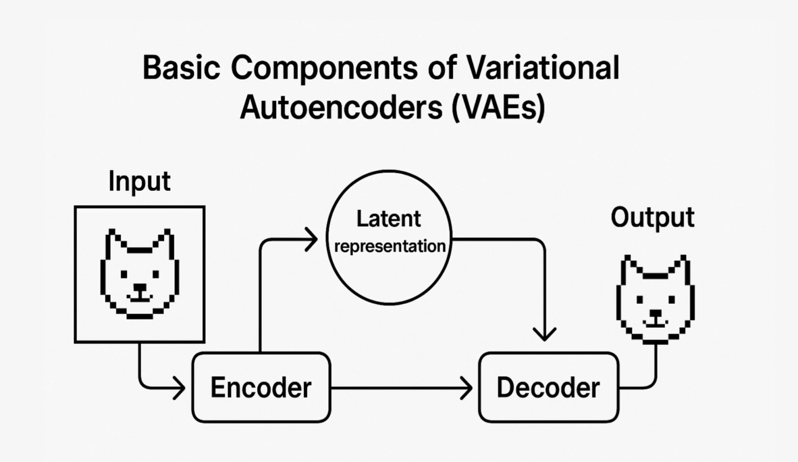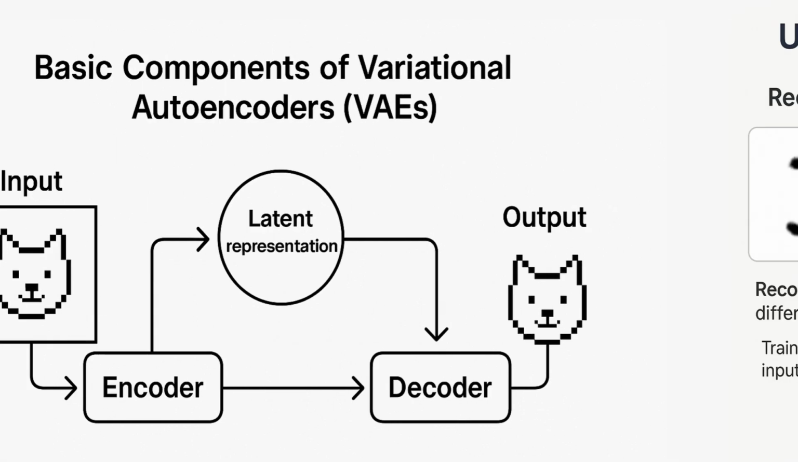Training a VAE means adjusting all the weights so that the reconstructions are accurate, but also so that the latent space follows a clean, normal distribution.